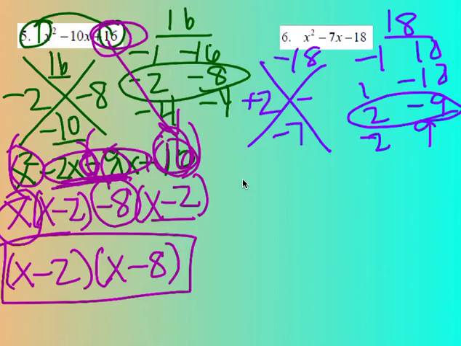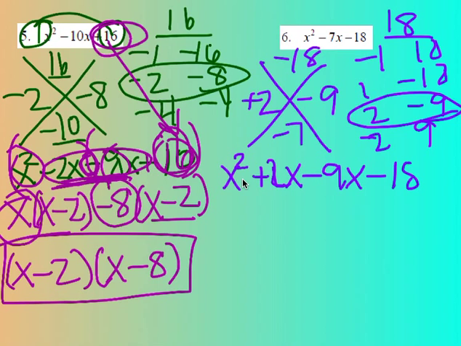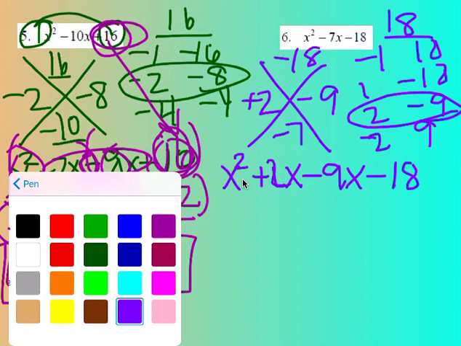So notice that I was writing out all the different combinations of positives and negatives, and then I just stopped when it worked, because 2 times negative 9 is negative 18, 2 plus negative 9 is negative 7. So now we're going to go ahead and add this up, and we're going to split the middle term. So we're going to have 2x minus 9x, and then minus 18. So now I'm ready to factor by grouping.